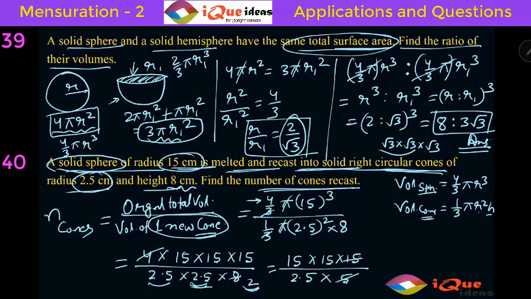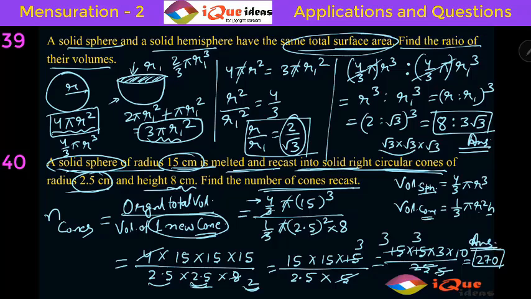So 5 cancels 15 three times. So we can take it as 15 into 15. In fact, let's remove the decimal. So it is 15 into 15 into 3 into 10 divided by 25. Alright, so this is easier. 5 cancels 25 five times and 15 three times. Another 5 cancels 15 three times. So 3 into 3, 9 into 3, 27 into 10. That is 270 new cones will be formed. So this is the answer of this question.